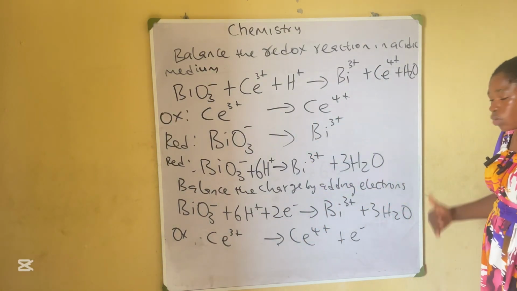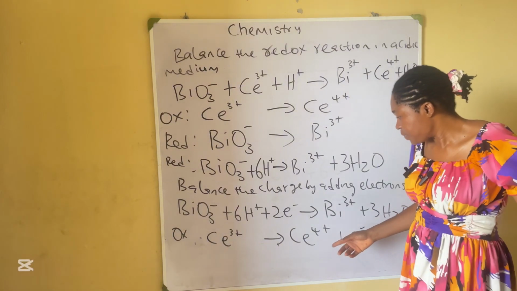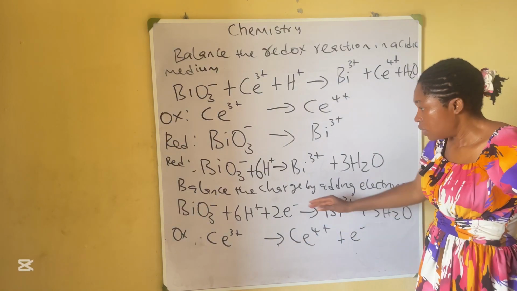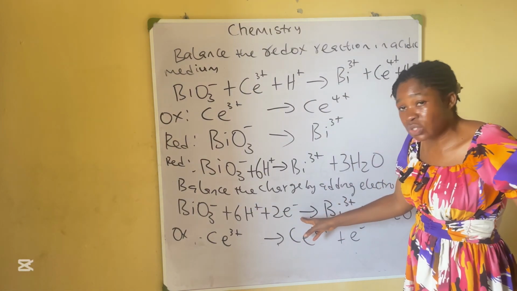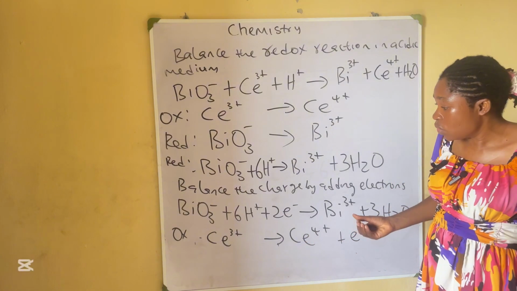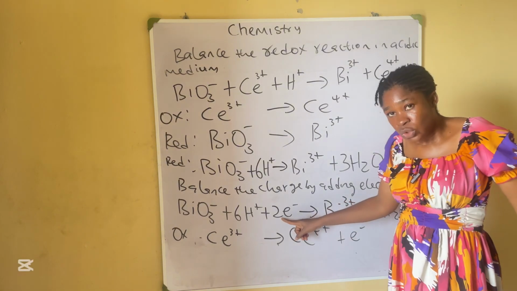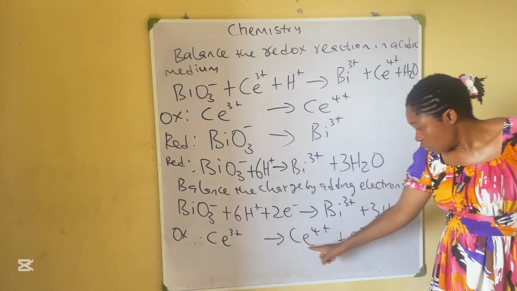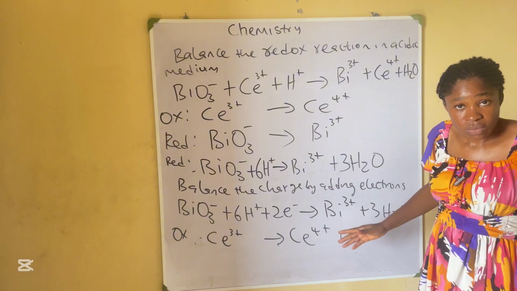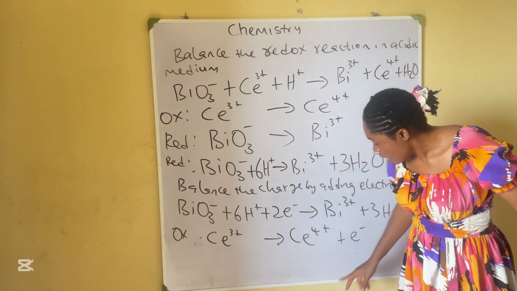Okay, remember, electron loss is equal to electron gain. So what it means is that this cerium lost 1 electron, but here 2 electrons were accepted. So the electrons are not equal. If you want to balance electron loss equal to electron gain, I'm going to use 2 to multiply the oxidation, so that at the end the electrons will be equal before cancelling out. Before I cancel out, electrons must be equal. So I'm going to multiply this by 2 and multiply here by 1.